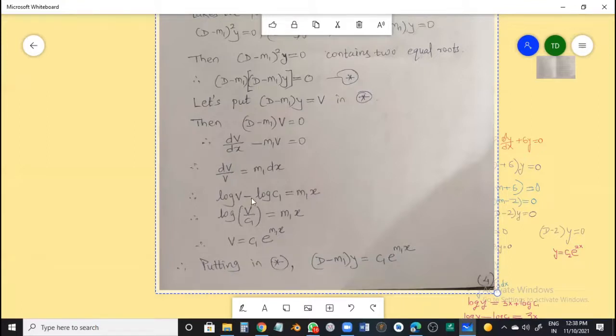And that we brought to the left side. This will be our usual practice. So log v minus log c1 is m1x. Using laws of logarithm, we can write it as log of v upon c1 is equal to m1x. Taking anti-log, we got v is equal to c1 e raised to m1x. I hope you got it. Here I think there is no doubt. Now what we have to do? Put this value of v back in our equation star.